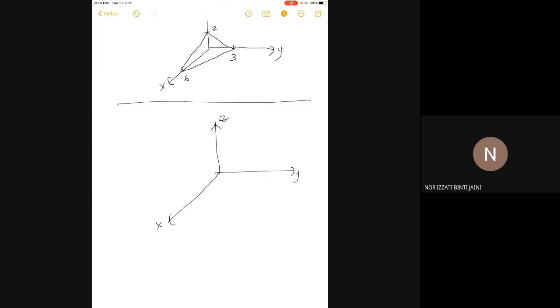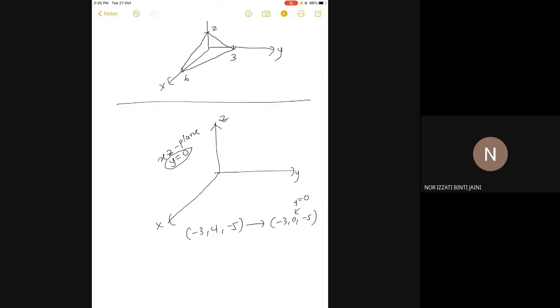Okay, so this is XZ plane kan? Pada XZ plane ni, your y is equals to 0. Okay, so if the question asks you to find the distance from the point to the XZ plane, so you tukar koordinat tu pada y equals to 0, but then the x and z you ambil value yang sama. Maksud dia negatif 3, 4, negatif 5, dia akan pergi kepada negatif 3, 0, negatif 5. Because on the XZ plane, y is equals to 0. Faham? So distance ini yang you nak cari sebenarnya.